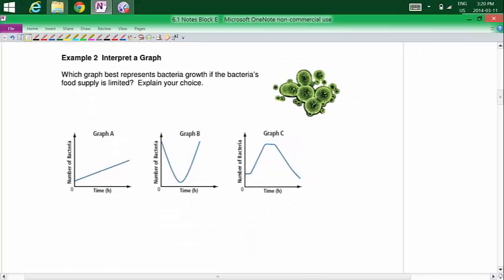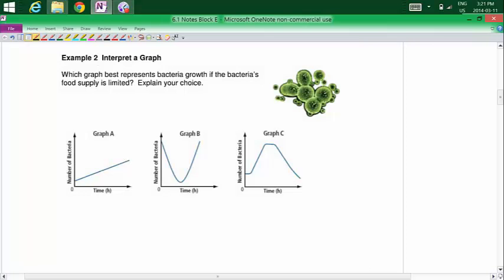And we're going to continue with interpreting a graph. And we have a new situation. We're given 3 different graphs, and we're asked which one of these 3 graphs will describe the scenario that you're given. So the question is, which graph best represents bacteria growth if the bacteria's food supply is limited? Okay, so that means that the food supply is going to run out. Okay, and explain your choice.